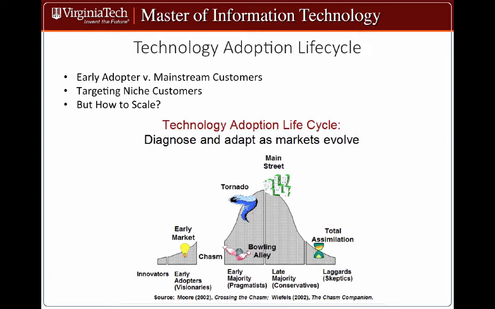And so for early adopters, we spent an enormous amount of time in the first part of the semester talking about how to reach early adopters through focusing on their problems. We made the point that early adopters are primarily concerned with solving some issue or challenge that they have with current products that are out on a marketplace. And so they're actively looking for things that can help them solve problems.